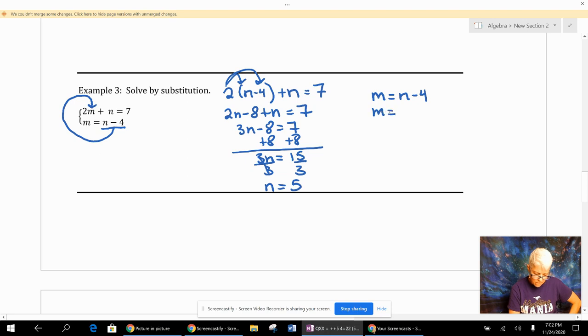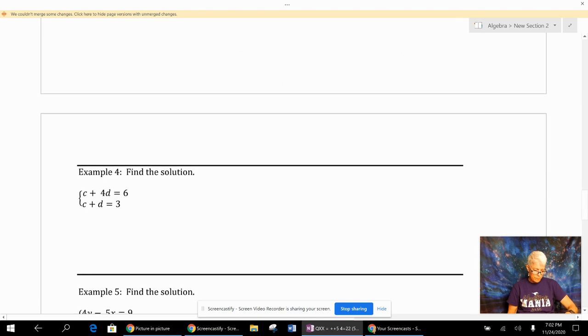And I'm going to put the 5. Now I'm going to substitute that in. So m equals 1. So what do I have here? I have 1, 5. So assuming that is the x and the y variable, in the same alphabetical order, my answer is 1, 5. Moving on.